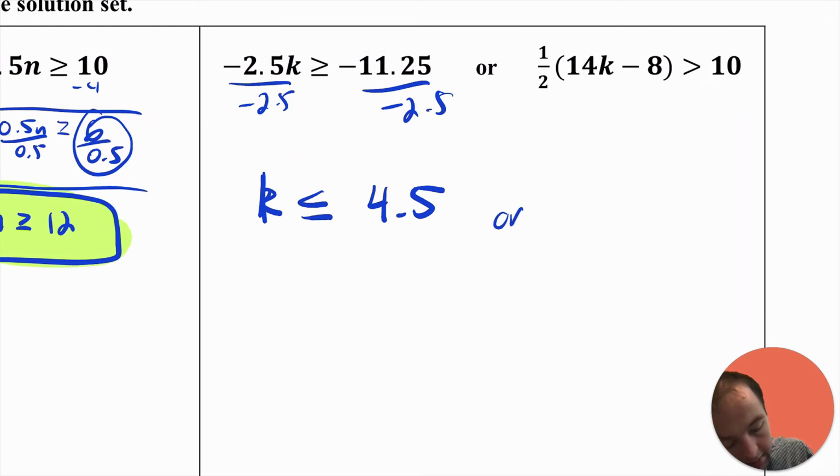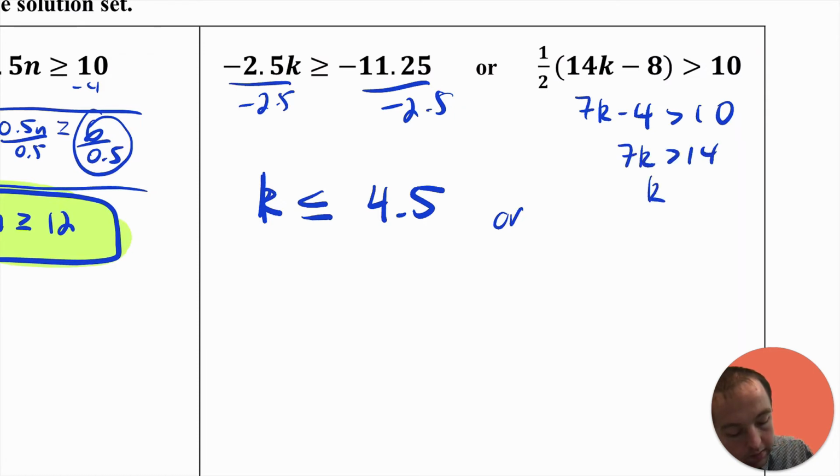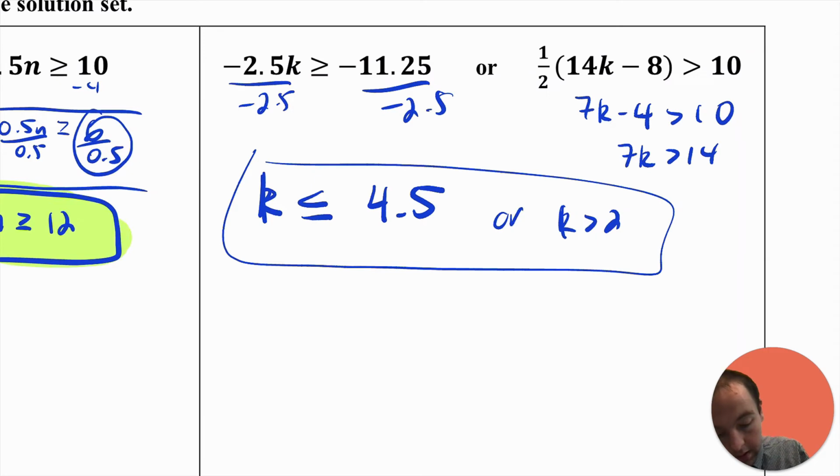And then with this one, I guess we can distribute the half. That's fine. So 7k minus 4 is greater than 10. Add 4 to both sides. Divide by 7. k is greater than 2. So I'll move that over there so it's a little closer. So we end up getting that right there.